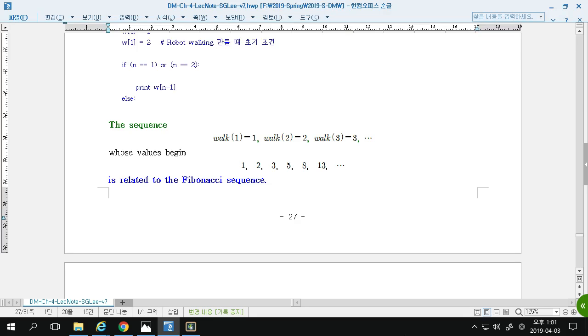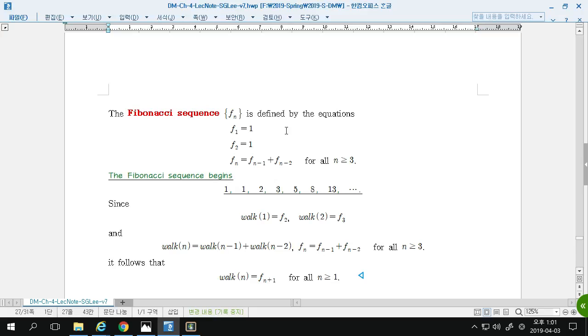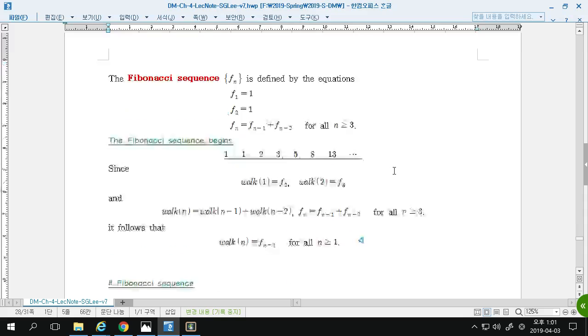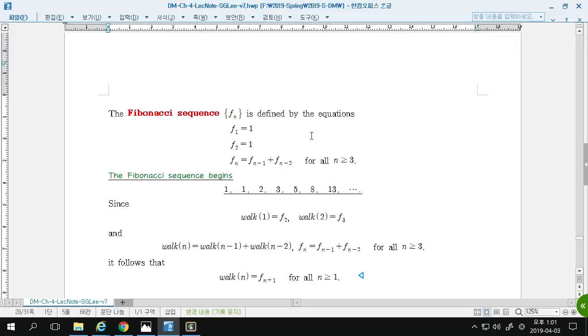So the next term is the addition of the earlier two terms, which is very closely related to the Fibonacci sequence. Fibonacci sequence is defined in this way. F1 is 1, F2 is 1, and this is a recursive relation. So two earlier terms. So 1, 1, 2, 3, 5, 8, this is it, which is very similar to the robot work, except the first two terms are 1 and 1.